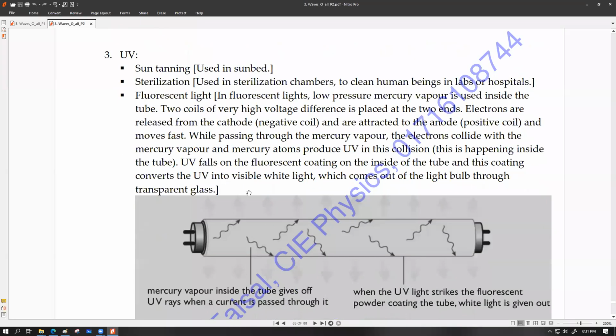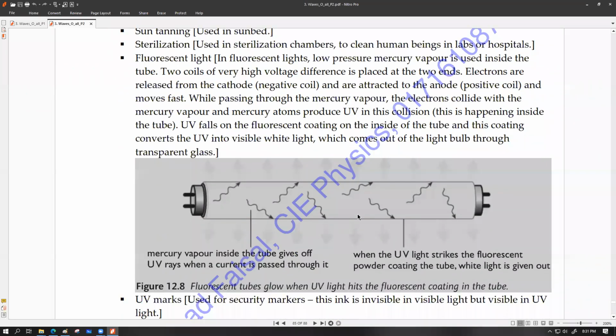So this is the explanation. Here you can see a figure of it. There are two sides of the tube light. One of the coil, one of the side is made highly positive, the other side is made highly negative. And inside this tube, you have low pressure mercury vapor, not like atmospheric pressure. So there is very low pressure mercury in the atom state.